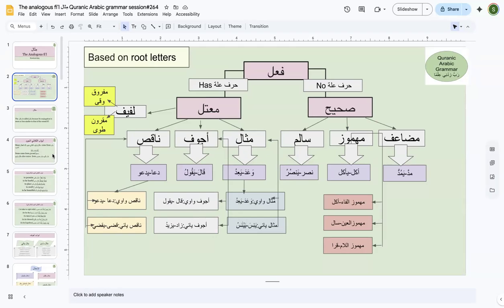It's not going to be a possibility, because alif can never be a root letter. It can be a weak letter, but it's never going to be a root letter. I hope this is clear to each and every one of you. So misal is going to be of two types.